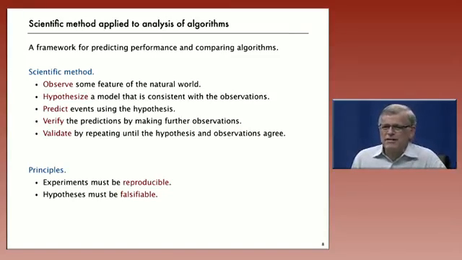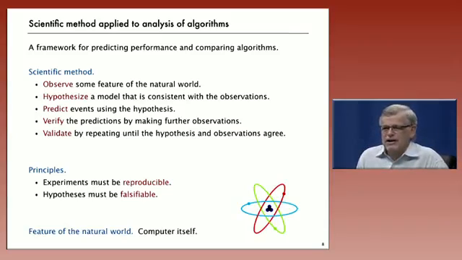Within the scientific method, there are some basic principles. The first is that if you're going to run experiments, you should expect that somebody else should be able to run experiments and get the same result. And also, the hypotheses have to have a specific property that the experiment can show the hypothesis to be wrong. So it has to be carefully crafted, and we'll be sure to try to do that.